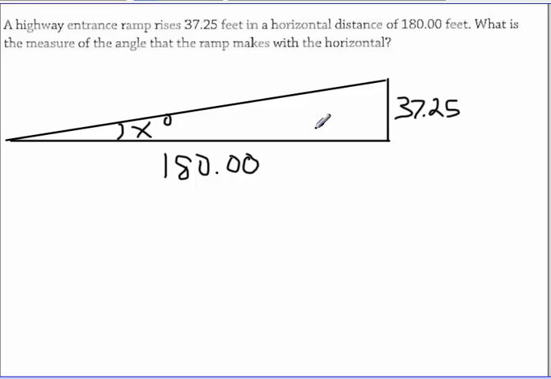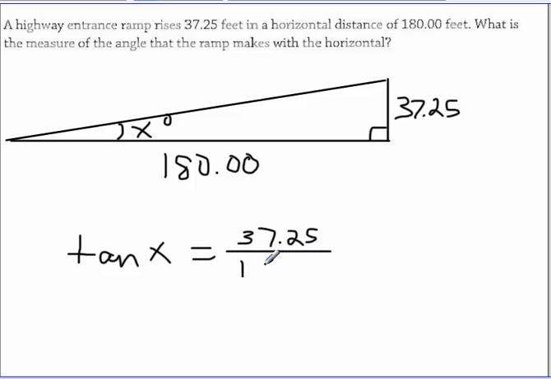Let's find it. Opposite over adjacent, because that's horizontal and vertical, and this is our hypotenuse over here. So the tan of x is equal to opposite 37.25 over 180. Punch it into your handy dandy calculator and solve. We are looking for an angle, and just give me 2 places after the decimal.